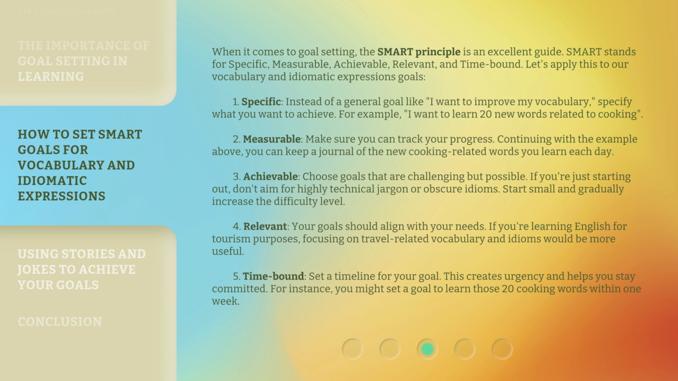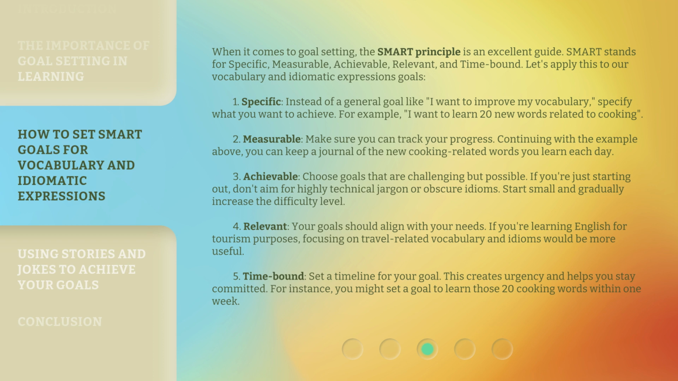2. Measurable. Make sure you can track your progress. Continuing with the example above, you can keep a journal of the new cooking-related words you learn each day. 3. Achievable. Choose goals that are challenging but possible. If you're just starting out, don't aim for highly technical jargon or obscure idioms. Start small and gradually increase the difficulty level.